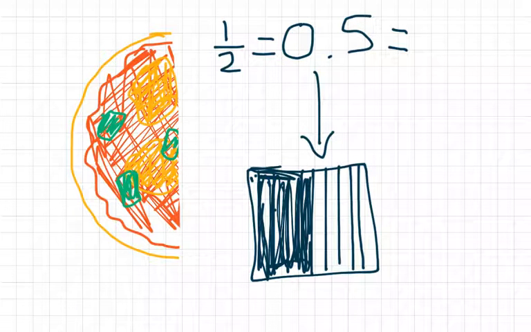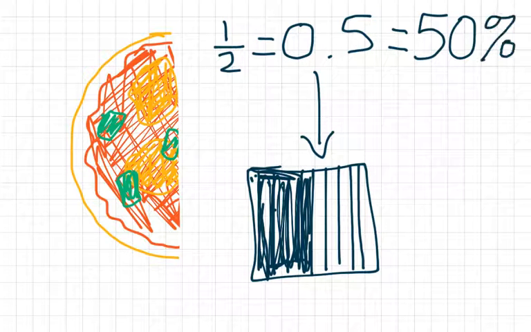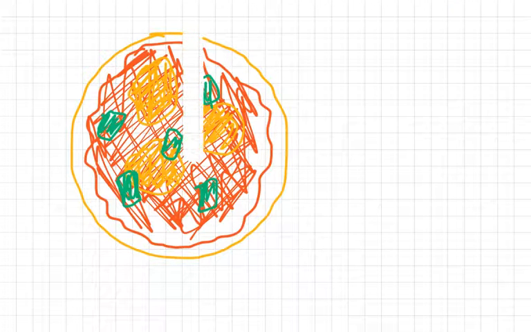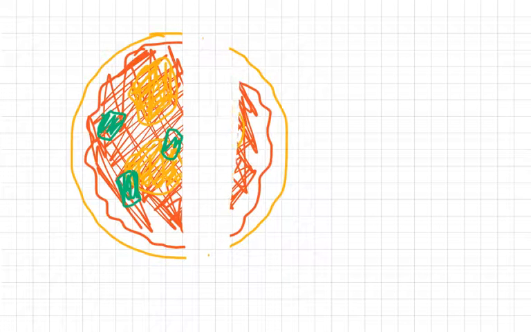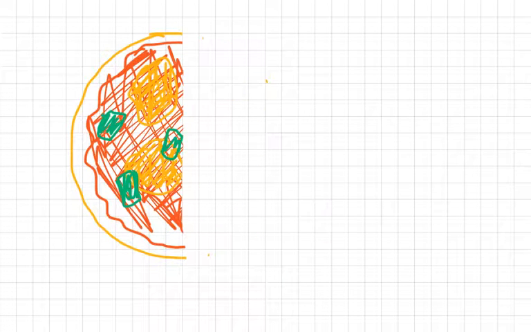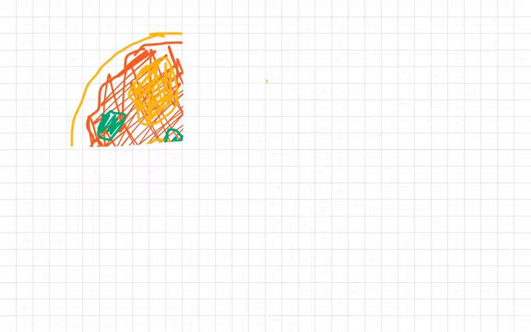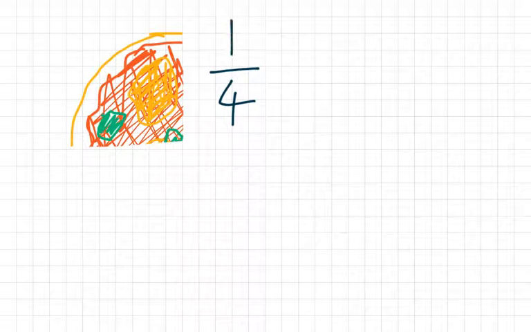If 100 is whole and we've got half of that, it's 50%. 50 is half of 100. Now, what about on this pizza, if I were to eat half of my pizza and then half of that? So I'm left with this, which means out of a possible 4 pieces now, I've got 1, which is 1/4.